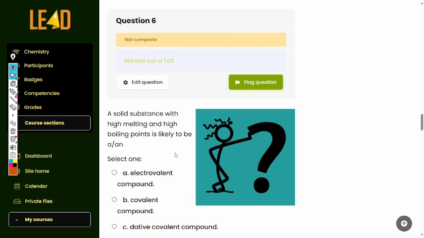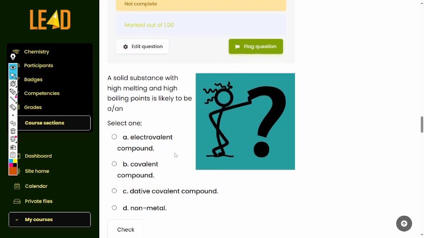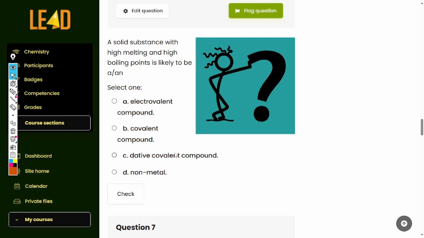Question 6. A solid substance with, so the same question. A solid substance with high melting and boiling points is likely to be A or An. So compounds with high melting and boiling points are compounds that have very strong bonds between them. And so compounds that correspond to those properties are ionic compounds or electrovalent compounds. So here the answer is A. So the electrostatic force of attraction between the ions is very, very strong. So it takes a lot of lattice energy to break the bond between them. So the answer is A.